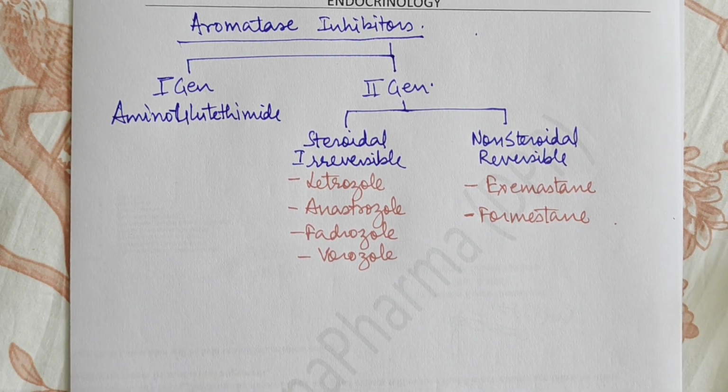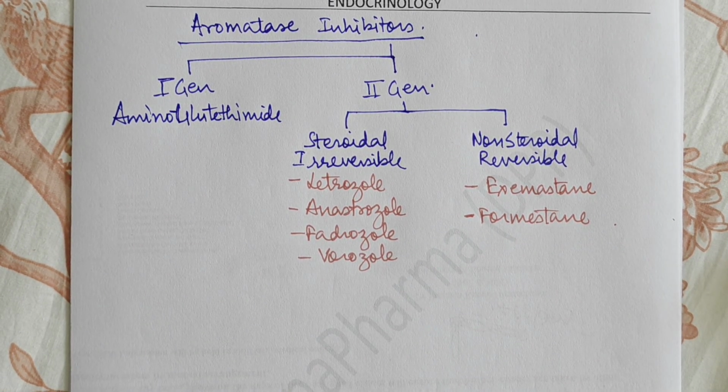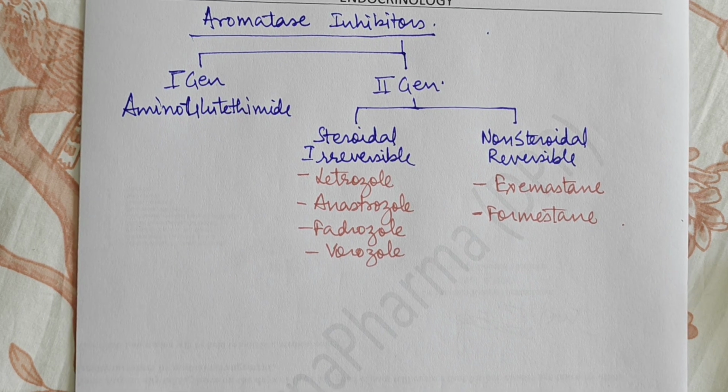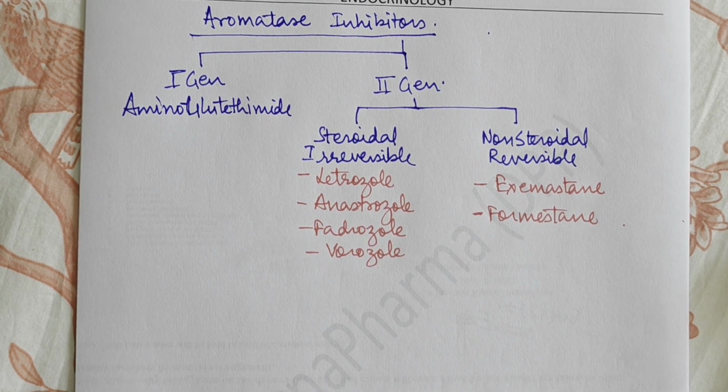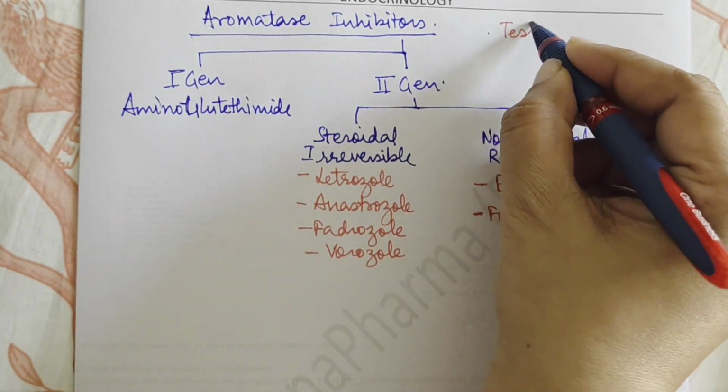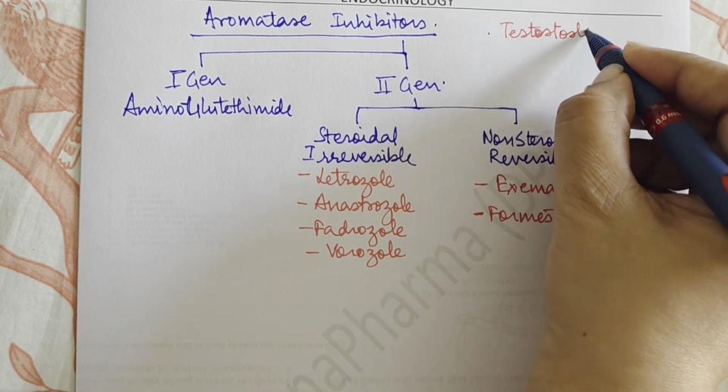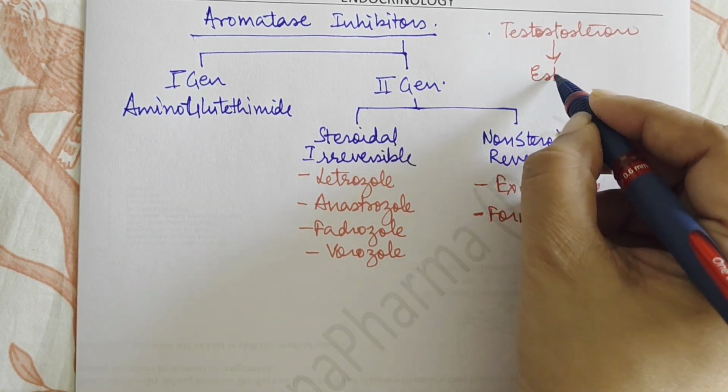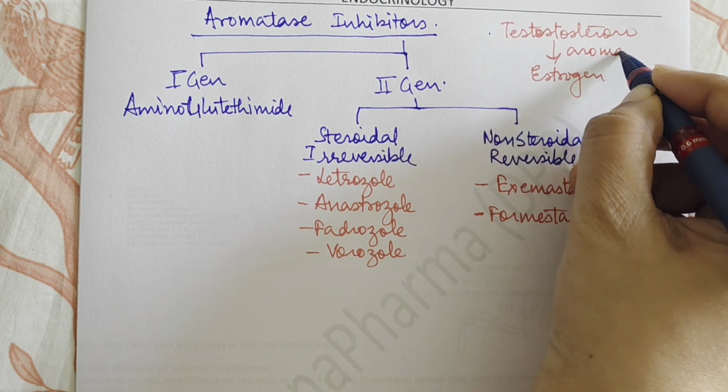So this is the classification of aromatase inhibitors, and these are again drugs which are used in prostatic carcinoma and in breast cancer, and they are found to be very effective. Aromatase, if you remember, is the enzyme that converts testosterone to estrogen. So that enzyme is aromatase, right?